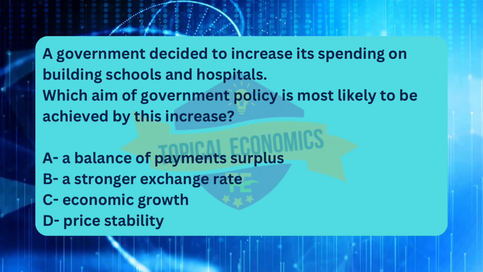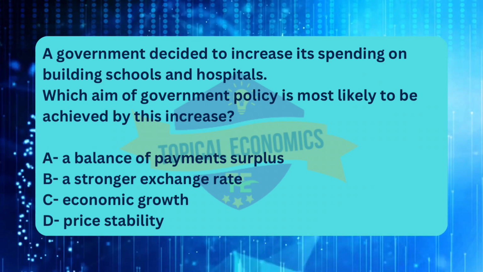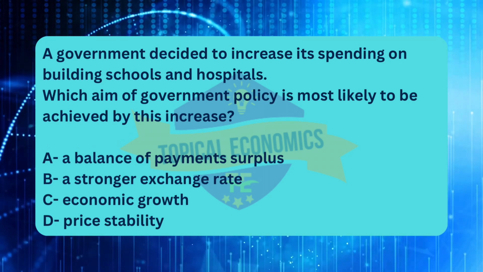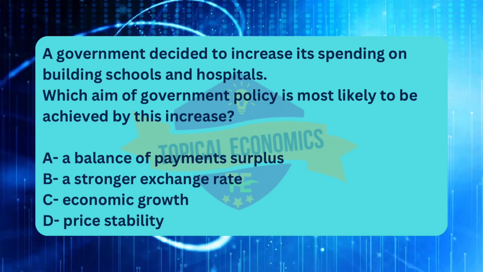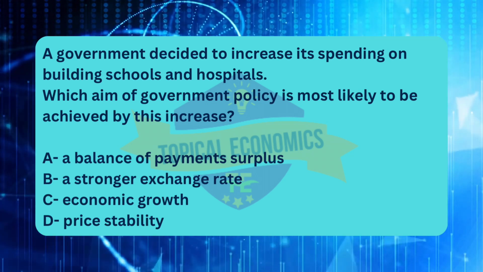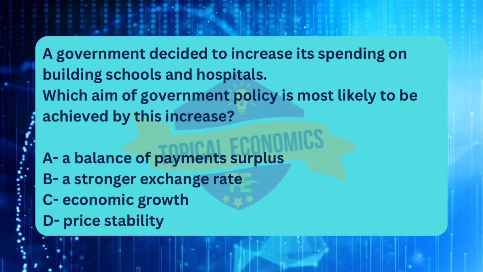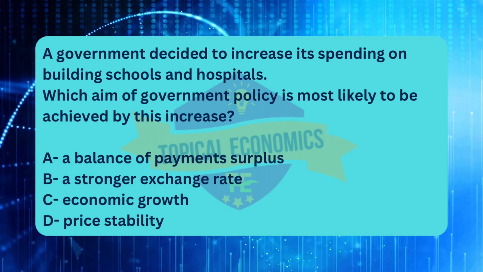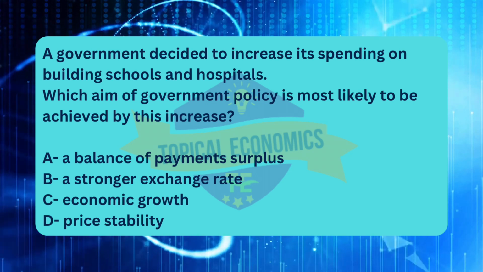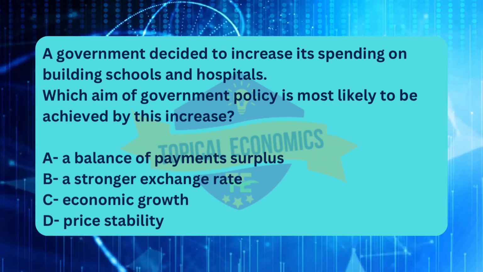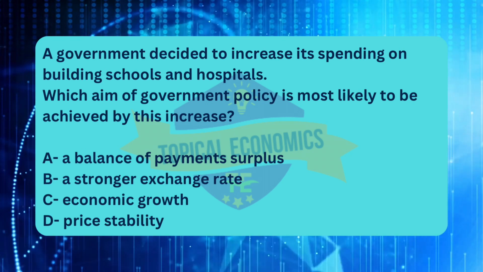Analyzing the other options. Option A. A balance of payments surplus refers to the situation where a country's exports exceed its imports, leading to an inflow of foreign currency. Increasing domestic spending on schools and hospitals is unlikely to directly affect the balance of payments. Next, option B. A stronger exchange rate. While government spending can have an indirect effect on exchange rates, it doesn't directly lead to a stronger exchange rate. The exchange rate is primarily influenced by factors like interest rates, inflation rates, and trade balances.